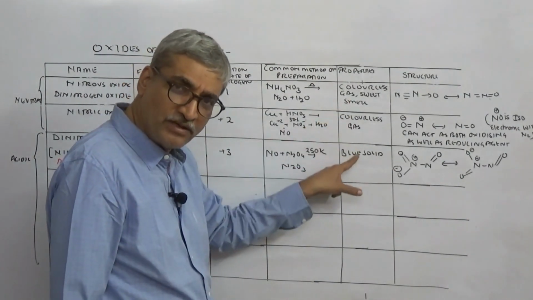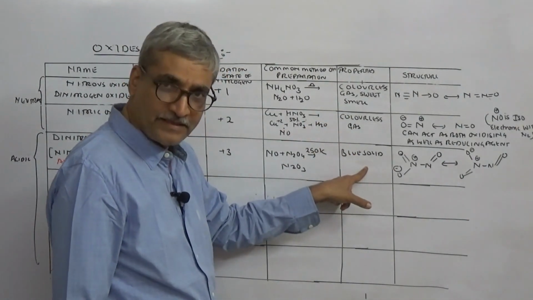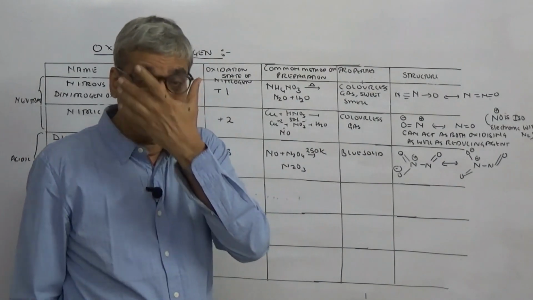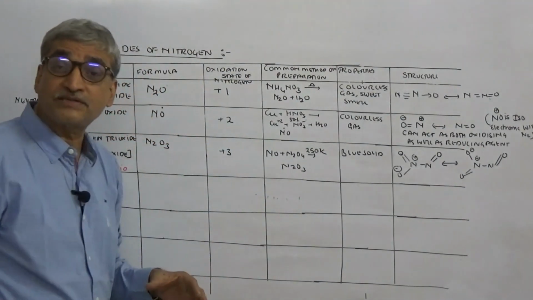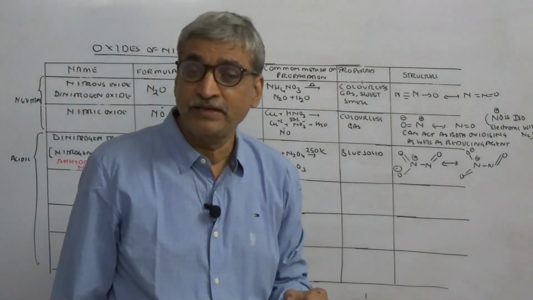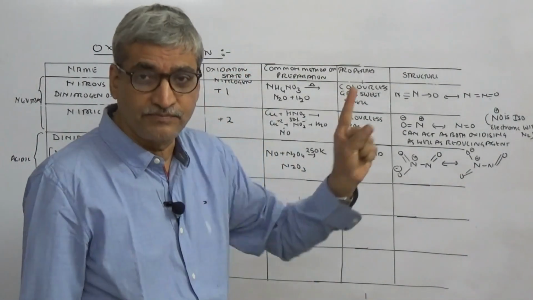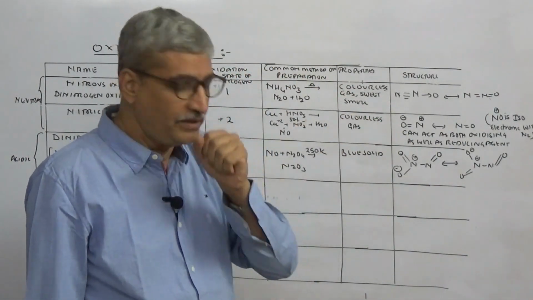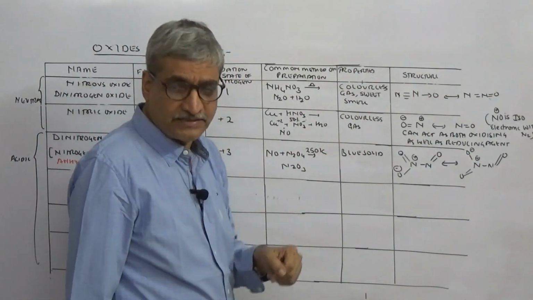So this is a blue solid and a pale blue liquid. Is this clear? This is a question you should remember: which oxide of nitrogen is blue in color? So in the solid state it is a blue solid, a pale blue liquid, and colorless in the gaseous state.